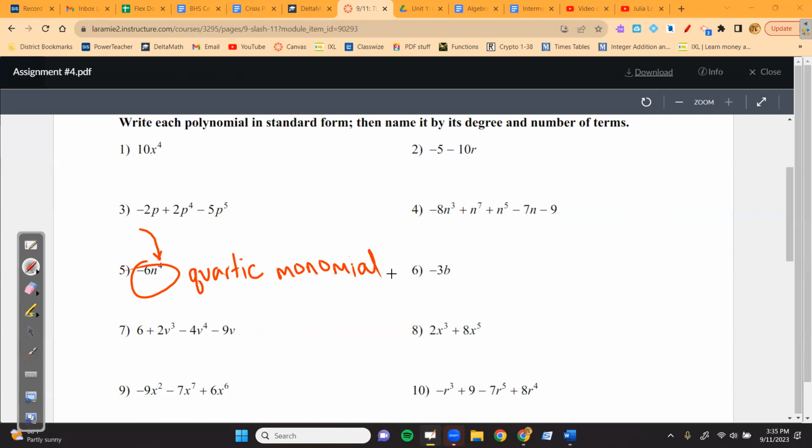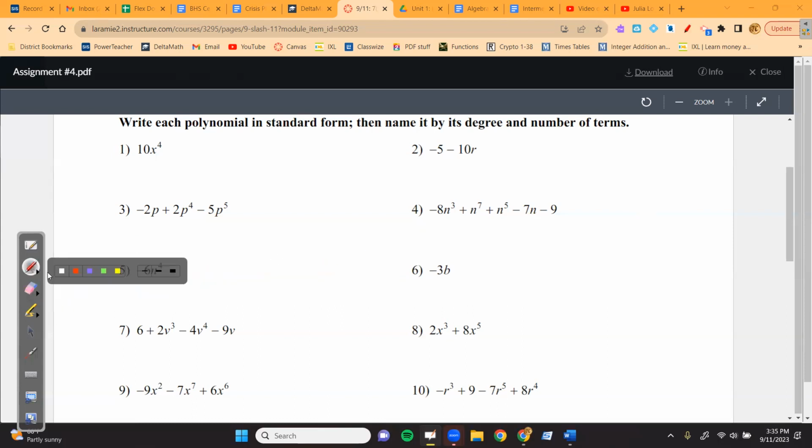Number 6. Tough. What do you think, my man? Number 6. Yeah, you've got this down pretty well, don't you? So the linear comes from the fact that this is negative 3b to the power of 1. You don't see the 1, but it's there. So linear, and you said what? Monomial. Very good. Good.